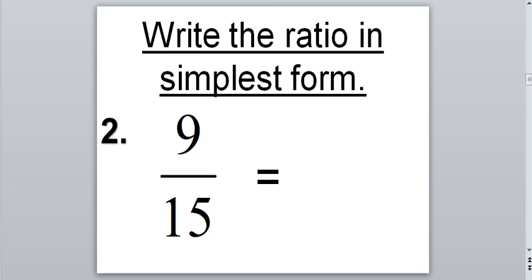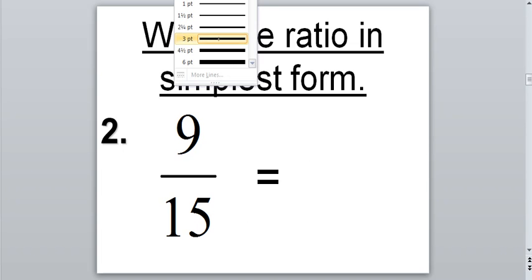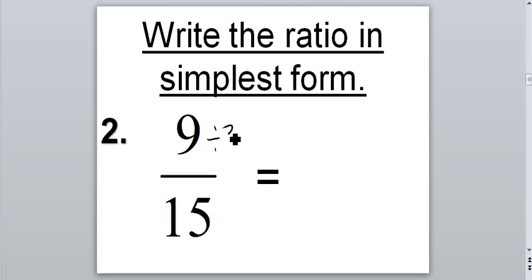9 compared to 15. So we want to divide both by 3, which would give us 3 over 5. 3 compared to 5.